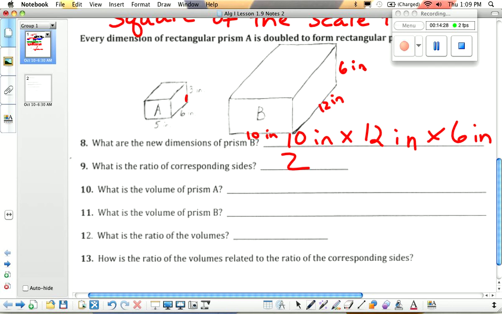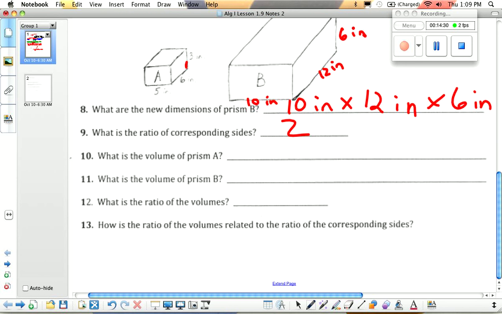Okay, what's the volume of prism A? Does anybody happen to know how to find the volume of a rectangular prism? Dylan, what do you do? Length times width times height. So for prism A, we have to take 5 times 6 times 3, which is, Allison? 90. 90 what? Inches cubed. It's 3-dimensional. We took inch times inch times inch. That's inches cubed.